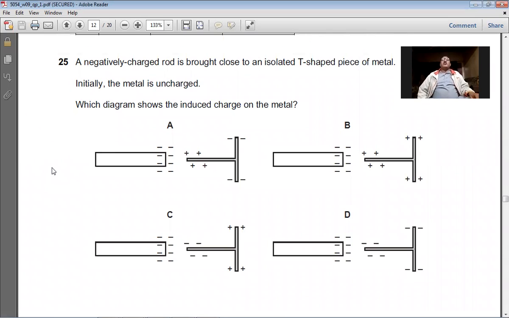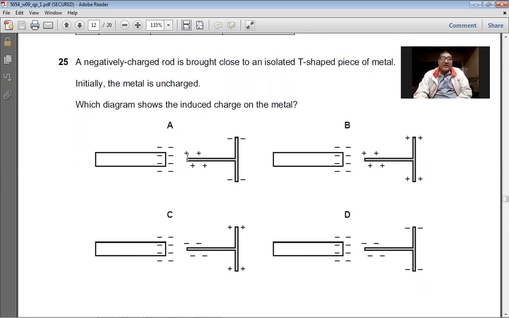A negatively charged rod is brought close to an isolated T-shaped piece of metal. Initially, the metal is uncharged. Which diagram shows the induced charges on the metal? So you have brought a negatively charged rod near.